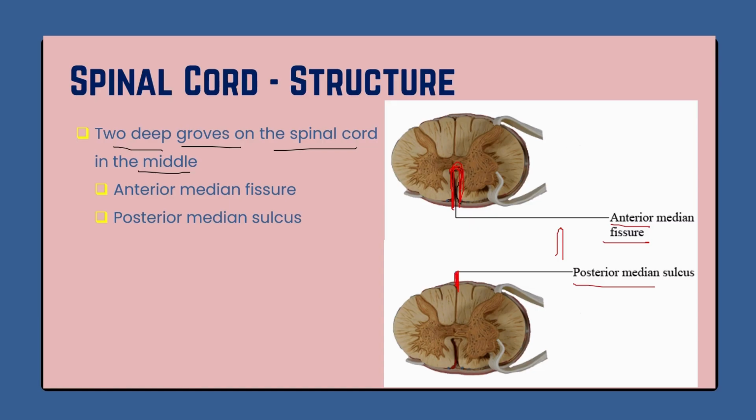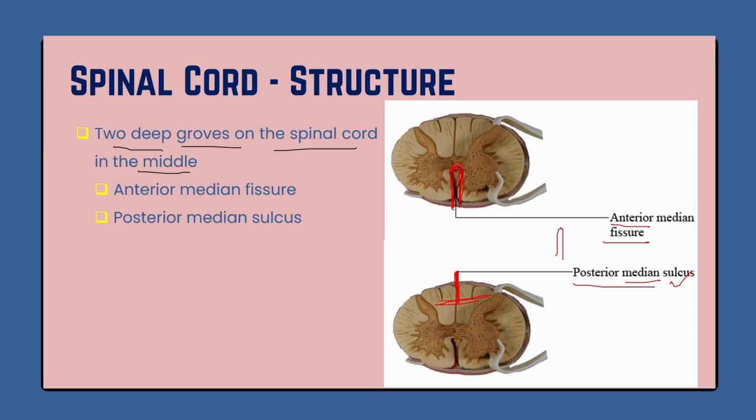Posterior, median in the middle, sulcus. Sulcus is again the same thing as fissure. So we have two grooves here. One is called the anterior median fissure. The other is called the posterior median sulcus.